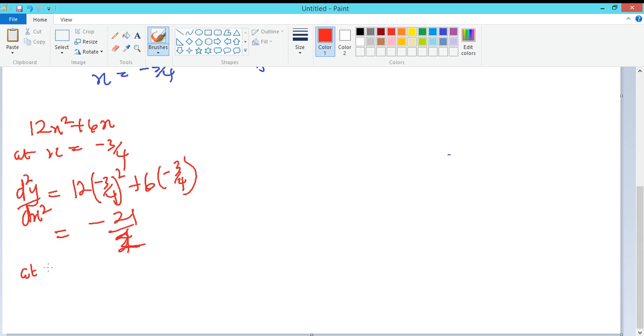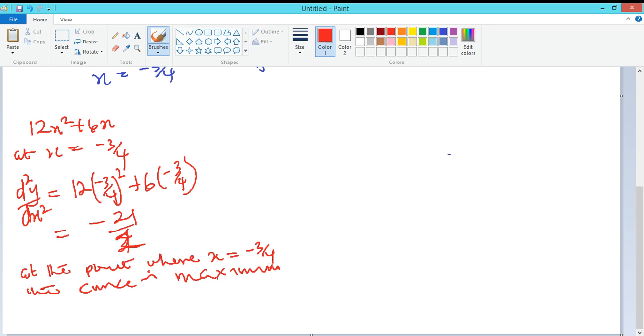So at the point where x is equal to negative 3 over 4, the curve is what? Maximum. Or otherwise, we have a minimum point. At x is equal to negative 1, there is a minimum point. At x equals negative 3 over 4, there's a minimum point.